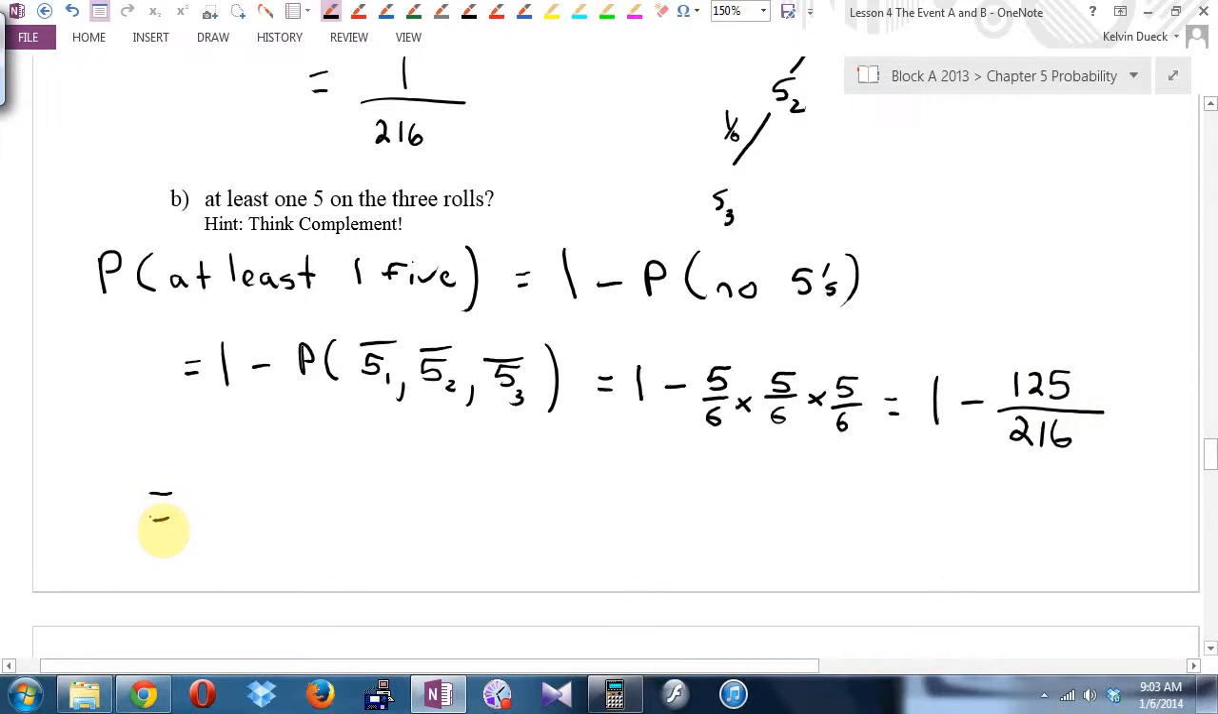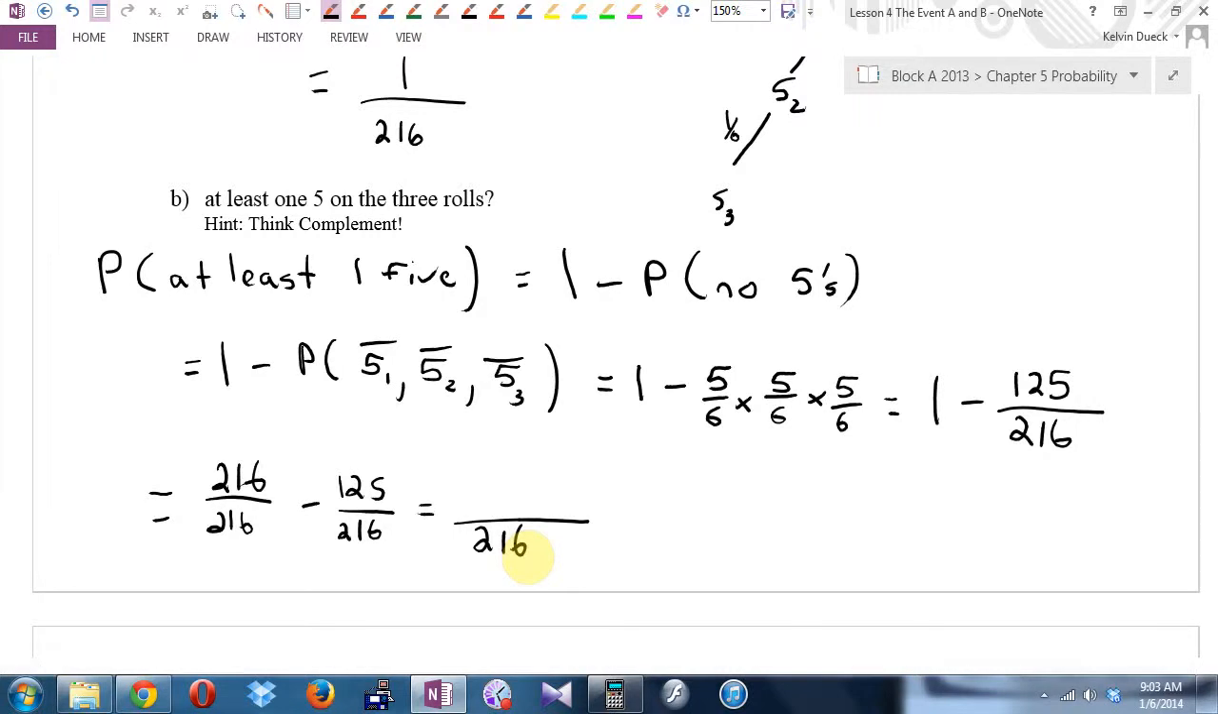Now, Erica, subtracting and adding, I need a common denominator. So I need to write 1 as a fraction over 216. Ellen, you're right. 1 is going to be 216 over 216 minus 125. It's going to be whatever 216 minus 125 is. 91? Double check me. Got your calculators? Is it 91? Yeah? Woohoo!